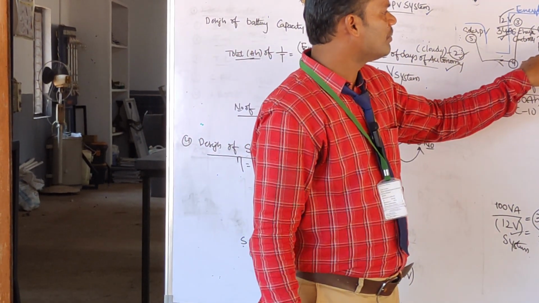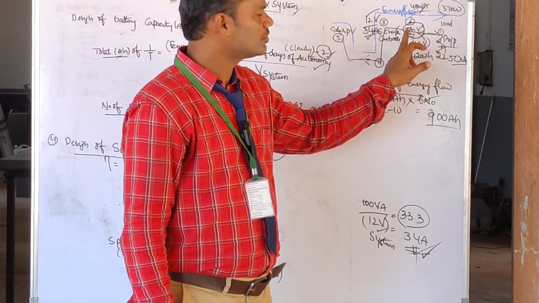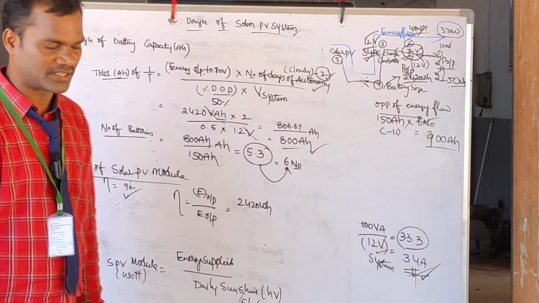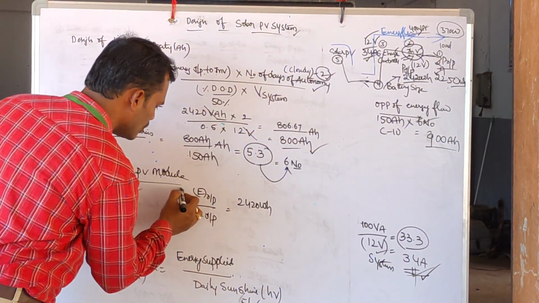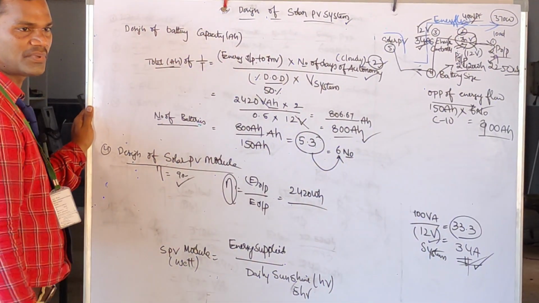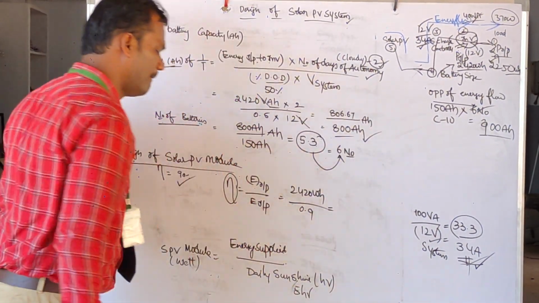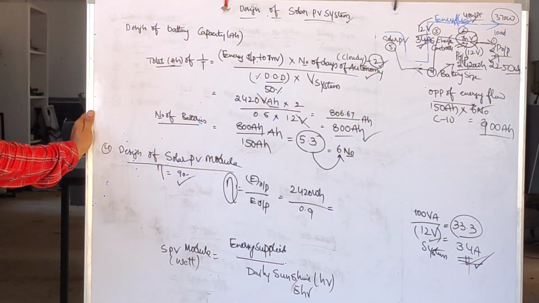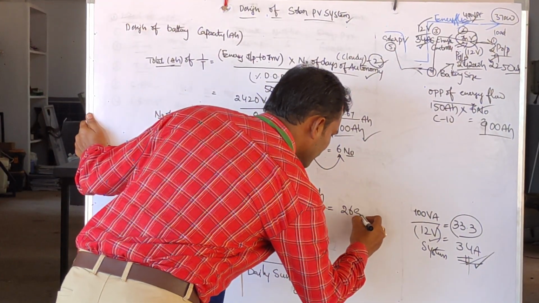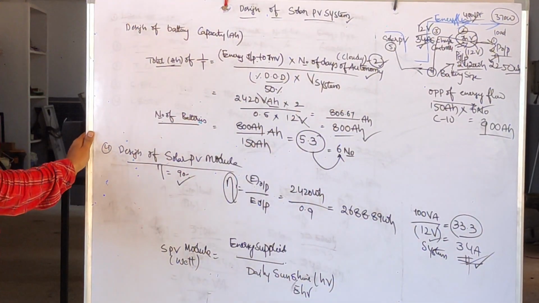So the output of the battery will be given to the input of the charge controller. The output of the charge controller will be given to the inverter. So the output of the battery should be given to the input of the inverter. Therefore, the energy output is 2420. And what is the efficiency of this battery? I am taking this as 90%, 90 by 100, 0.9. So multiply this term, 2420 divided by 0.9, 2688.89 watt hour.